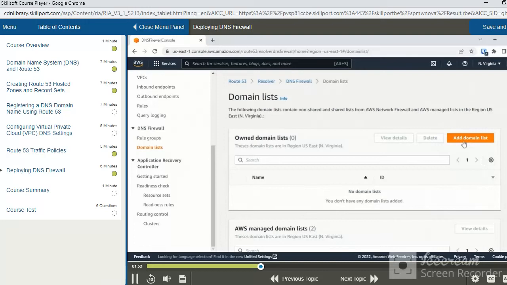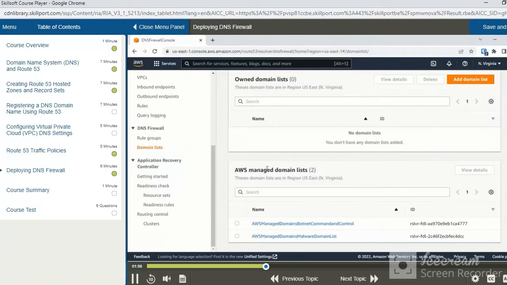You can create or add your own custom domain list, but down below, there are also some pre-built AWS managed domain lists. One is called AWS Managed Domains Botnet Command and Control, which has a list of known domains related to connecting to command and control servers. An infected computer can join a network of infected computers, which is called a botnet, and those computers have to receive their instructions on what they should do, such as initiate a distributed denial of service attack or a ransomware attack. They need to get those instructions from a server somewhere, and its identity must be known. So there are known domains where that happens.